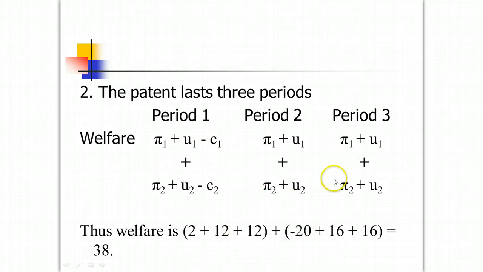So what is welfare in this instance? Well, this is 2. This is 10 plus 2, 10 plus 2, that's 12. Over here you have 12 plus 4 minus 36. That gives us minus 20. This is 12 plus 4, and this is 12 plus 4, 16. So the total welfare outcome is 38.